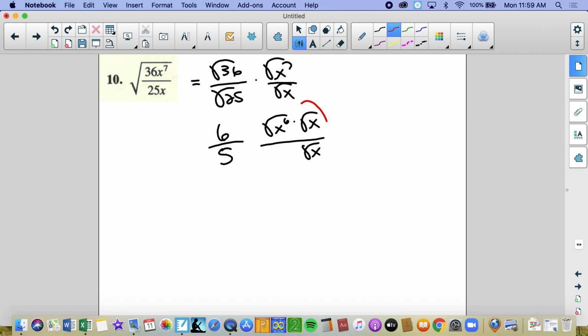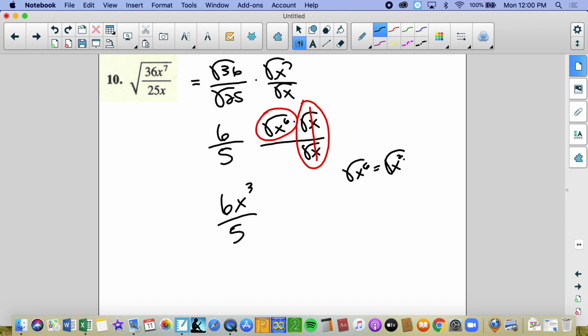The reason being is I have rad x over rad x. That cancels to make 1. And then I have the square root of x to the 6th. Remember, I said that it's like dividing by 2. So that would give me x to the 3rd. And the reason being is rad x to the 6th would be written as x squared times x squared times x squared. And each x squared would get separated, and the square root of x squared produces an x. So we have x to the 3rd.